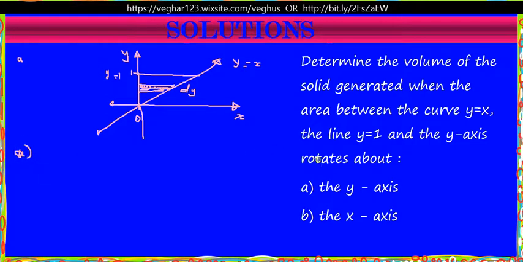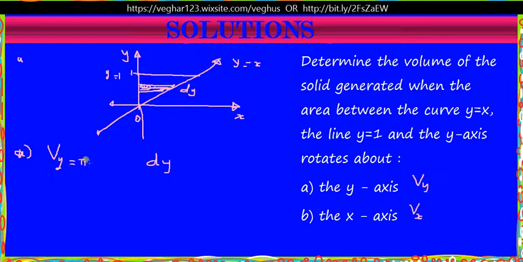So let's do number A. If it is rotated about the y-axis, this means Vy. This means Vx if it is rotated about the x-axis. So if the strip is different from the rotation, that means it's the shell method. But here the rotation and the strip are the same, so it's a disk method.